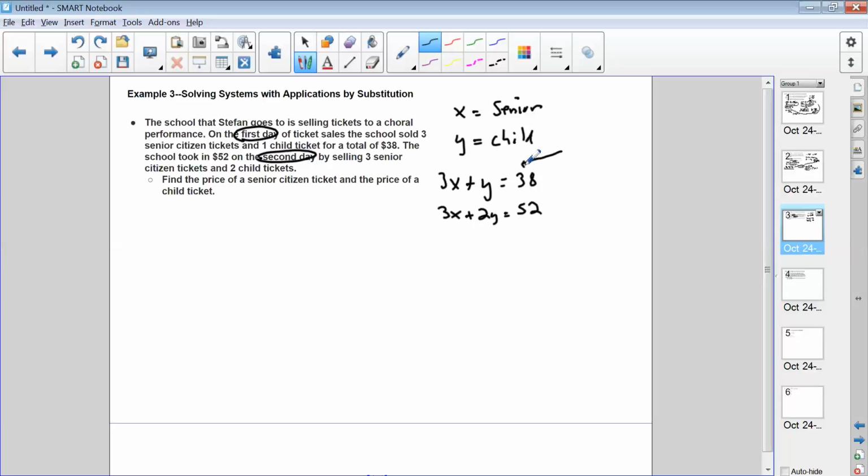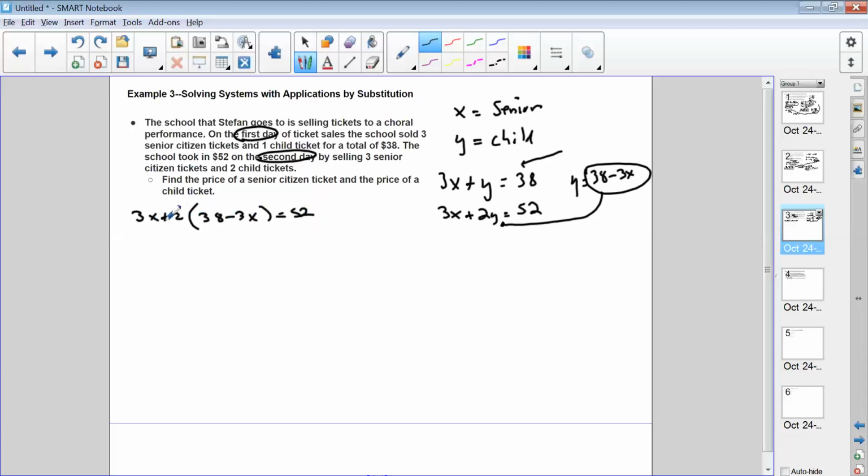This is the equation right here that I'm going to solve, and I'm going to solve for y because the coefficient is 1. So y is going to be equal to 38, and then I'm just going to subtract the 3x. So wherever I see a y over here, which is right there, I'm going to substitute 38 minus 3x. So I get 3x plus 2 times 38 minus 3x is equal to 52.